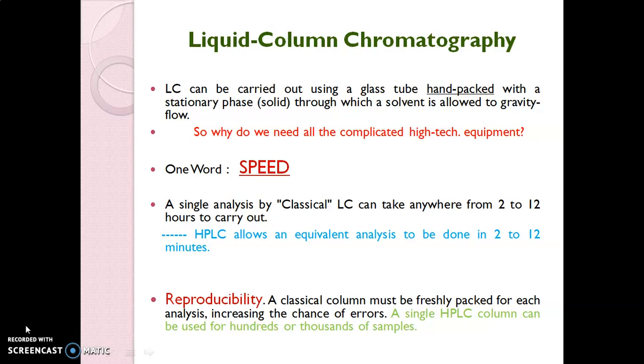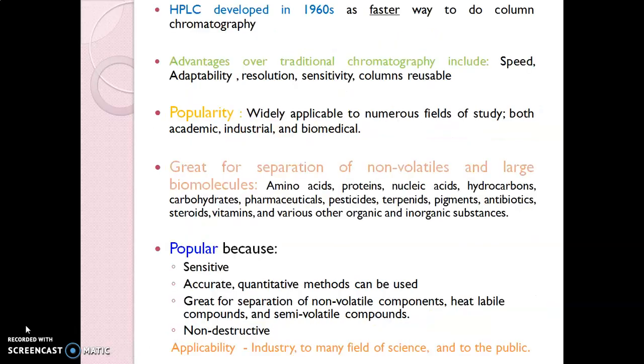By using HPLC we are getting more accurate results, and our HPLC column can separate samples hundreds or thousands of times. By using one column we can use or reuse it 100 or 1000 times for the separation of samples. Then this HPLC was developed in 1960. It was first developed and commercialized in 1960.